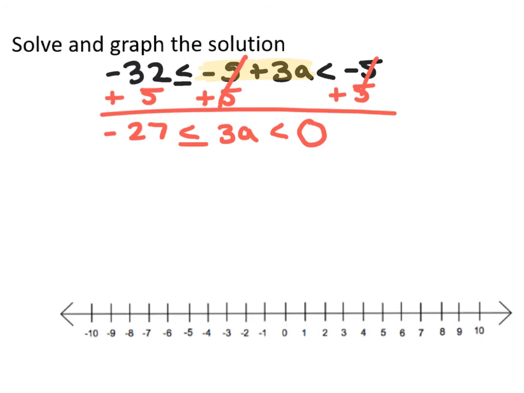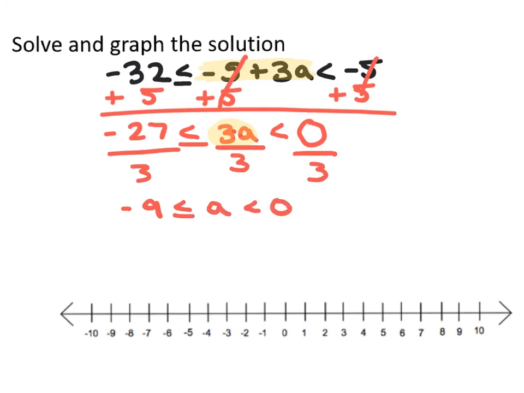Now, if I want to keep going and I want to solve to get the a by itself from the 3a, this is implying that we are multiplying, so I'd have to divide by 3. And again, I'm going to do that to all 3 sections. So I divide all 3 parts by 3. So I get negative 27 divided by 3 is negative 9 is less than or equal to a is less than 0. So if I were to graph that, first I have the negative 9 with a less than or equal to. So I'm going to have a closed circle at negative 9.